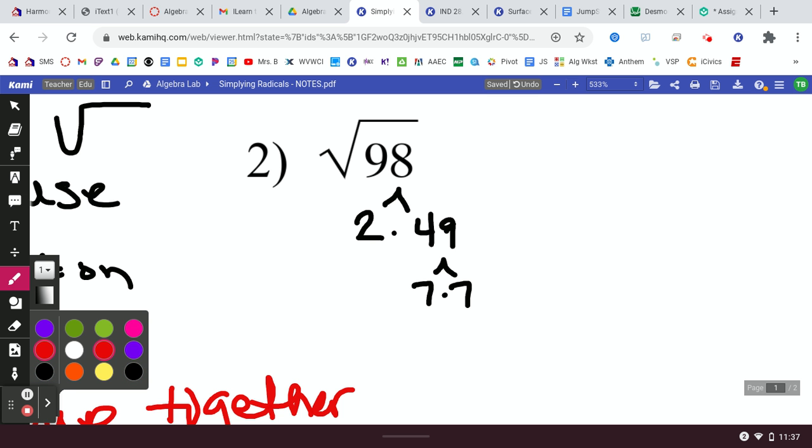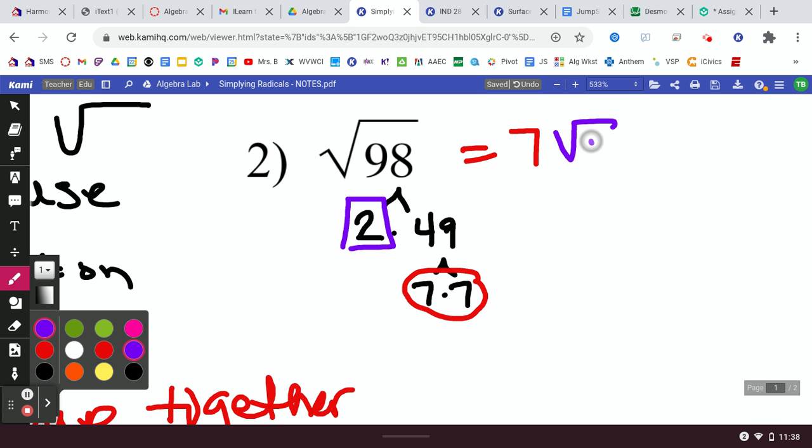Now, all I need to do is circle pairs and pull them out. I have a pair of 7s. They come out as 1. They always come out as 1. And then what doesn't have a pair? My 2, so it stays trapped underneath, and that is the reduced version of 96.